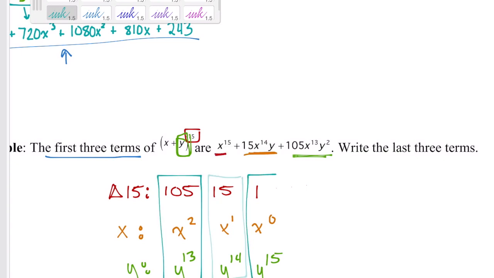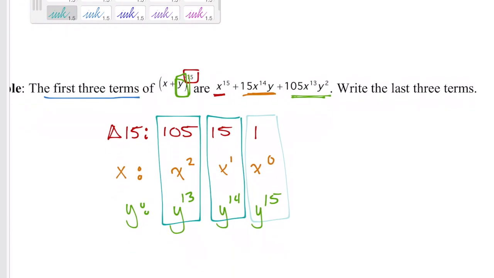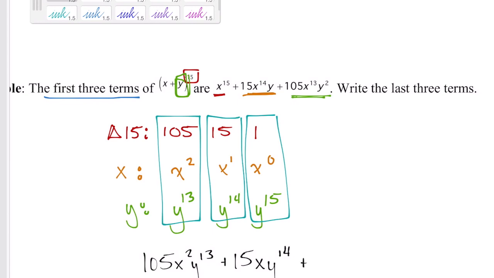and multiply all the stuff together. So I end up with 105 x squared y to the 13th plus 15 x y to the 14th plus just y to the 15th. And then we're done. Ta-da! Working smarter instead of harder.